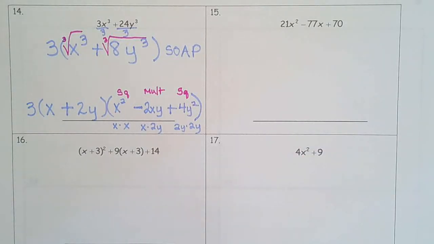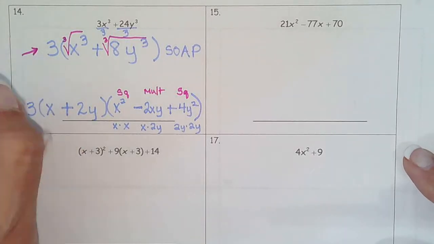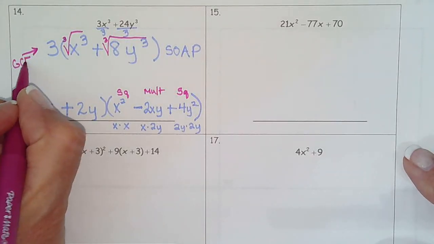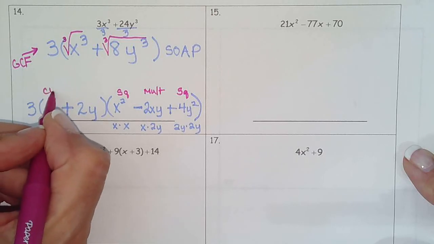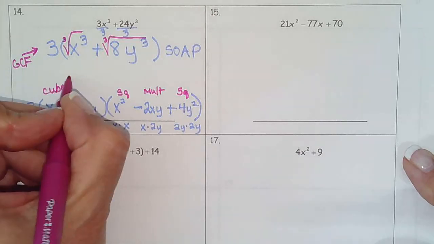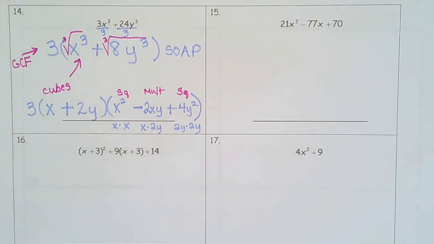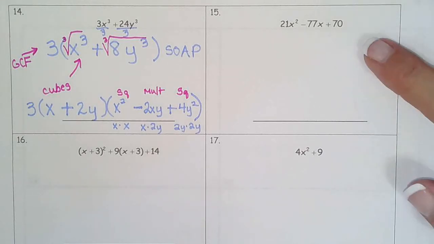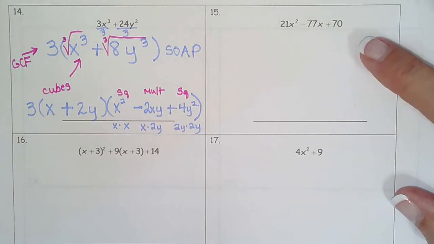So 2 types of factoring. The first type was GCF. Then we had cubes. So 2 factoring patterns. GCF first, and then once you took the GCF out, then you recognized, oh, now it is cubes. Number 15 is another 2-stepper. So I think this is our 5th one, 6th one. That's 2 steps.